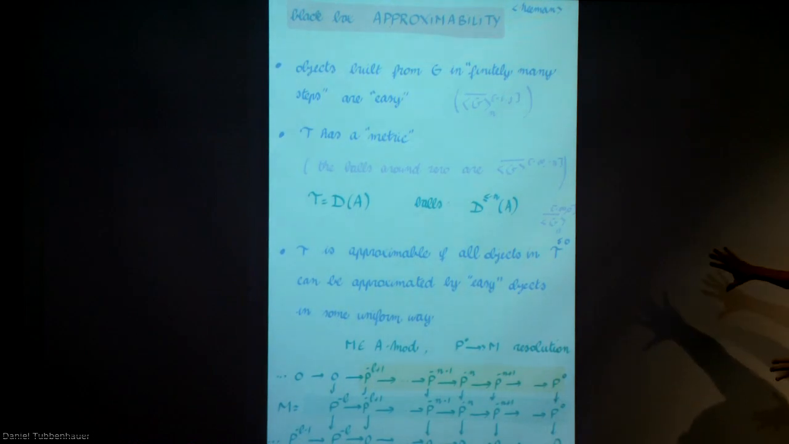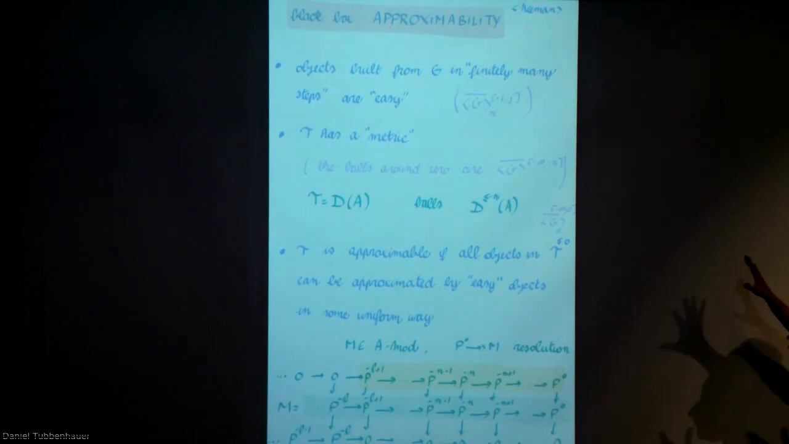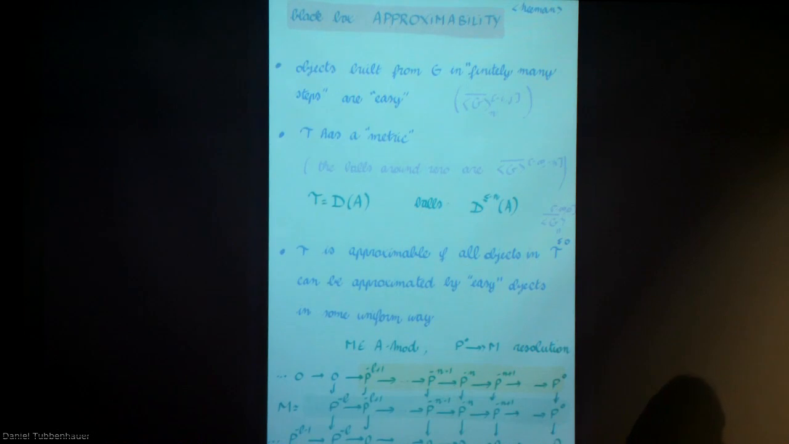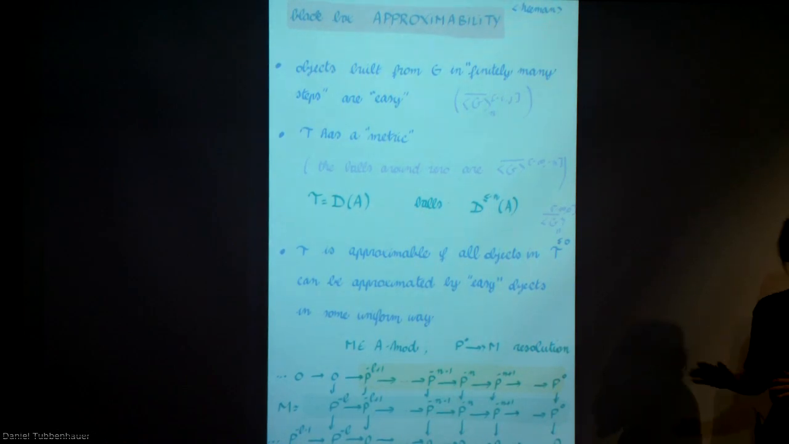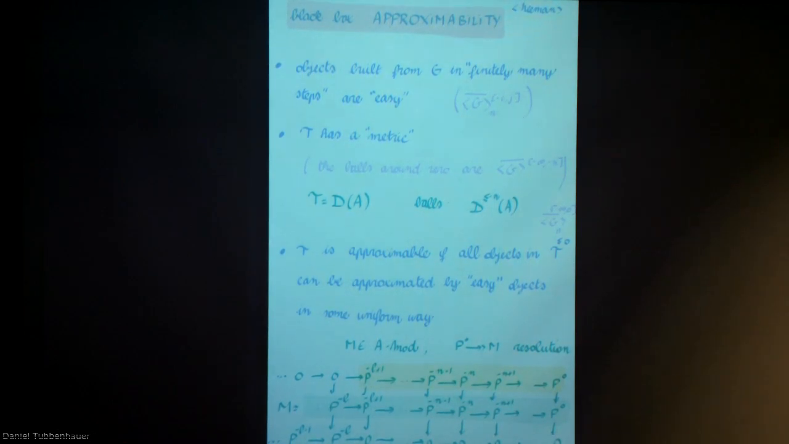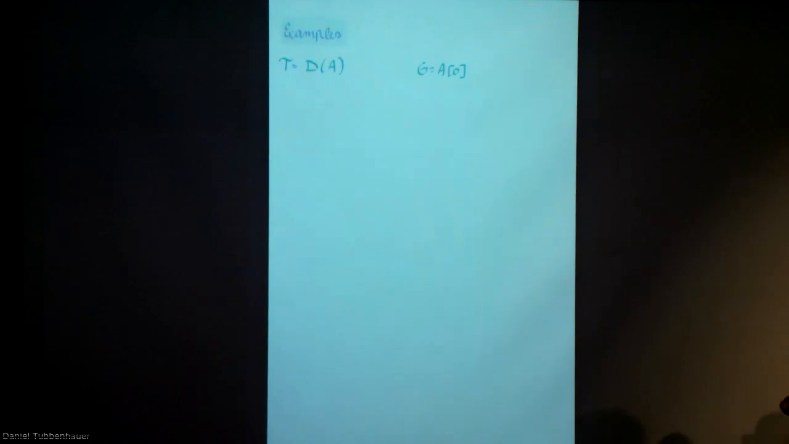So approximability is a black box. I'm only going to mention it once again at the end when I state my theorem, but you will not need it in the rest of the talk. So if you got lost there, don't worry about it. Okay, some examples. Again, derived category of a ring, just proved that.